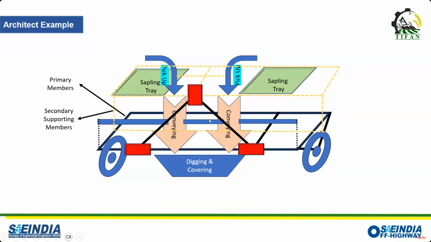The other thing is, once you have decided all these things, it will be very easy for you to draw the secondary members. Those secondary members will be responsible for connecting the subsystem and the mainframe. So secondary supports will play the role of bridging the gap between the subsystem and the mainframe.